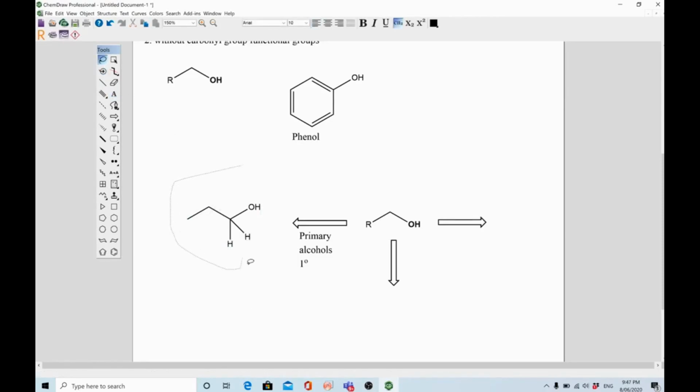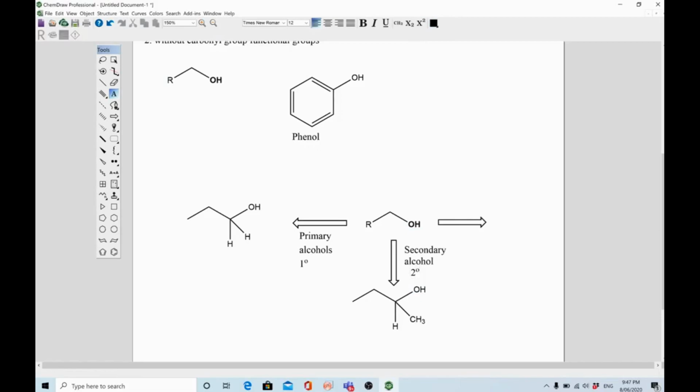How about secondary? It is similar to alkyl halides, we did it. So if there is one hydrogen on this carbon, if I remove this one hydrogen, now this becomes CH3 unit. I don't need to write it, you assume there is CH3. So this is secondary alcohol, because it contains one hydrogen. Okay, and secondary alcohols are denoted as 2 degree.